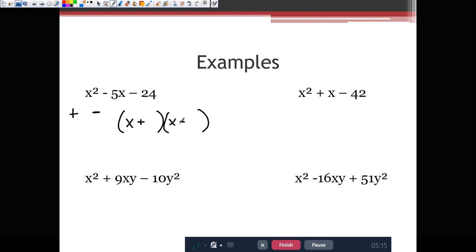So now I need to find two numbers that multiply together to equal negative 24, but add together to equal negative 5. So 1 times 24, no, that's going to give me a negative 23. 2 times 12, no, that's going to give me a negative 10. 3 times 8, positive 3 plus negative 8 is going to give me a negative 5. So 3 and 8.